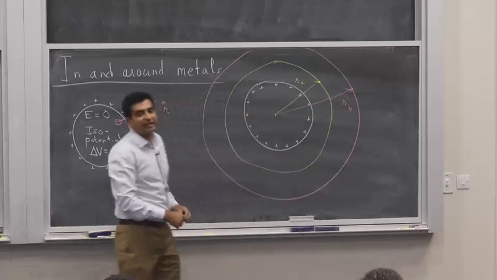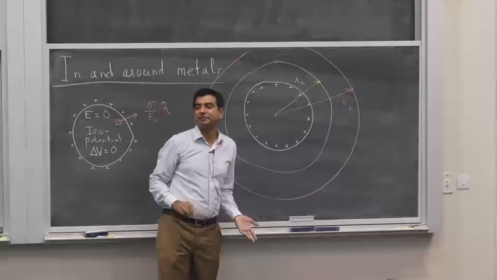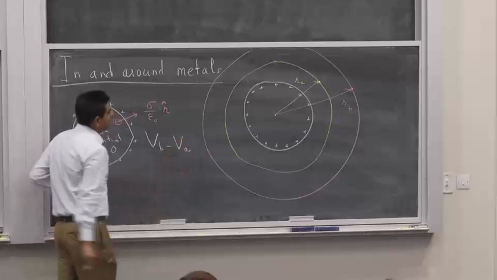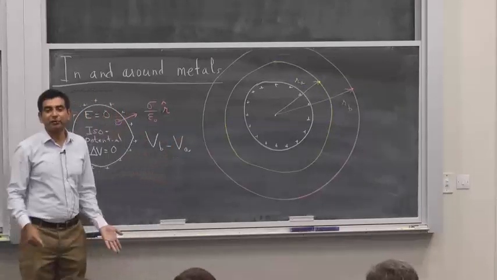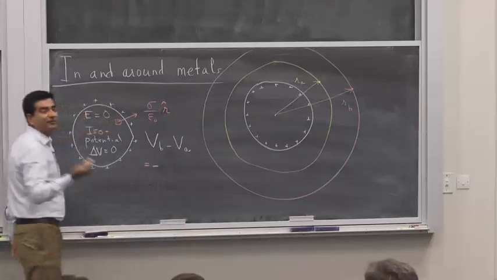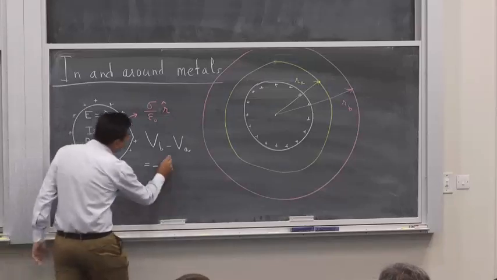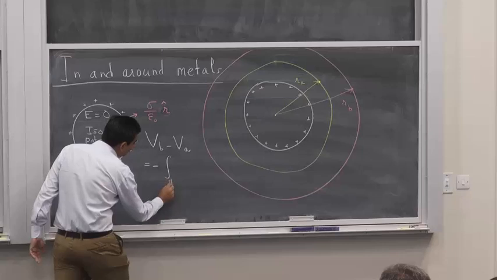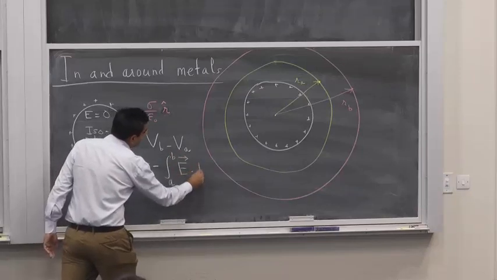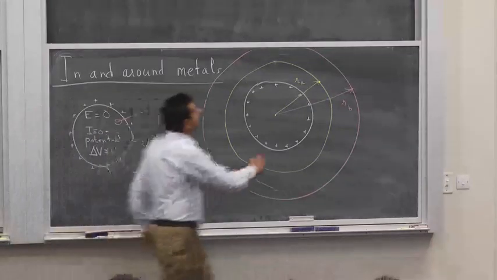And what I'm interested in calculating is the difference in potential between B and A. I'm interested in calculating VB minus VA, final minus initial. Now I know that VB minus VA must equal the negative of the work done by the electric field divided by the test charge. So I'm going from A to B, negative of this integral, E dotted with dl, where dl is some path.